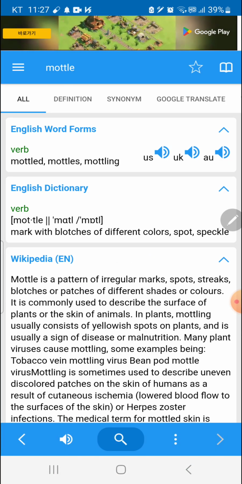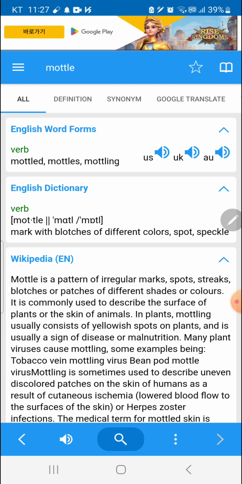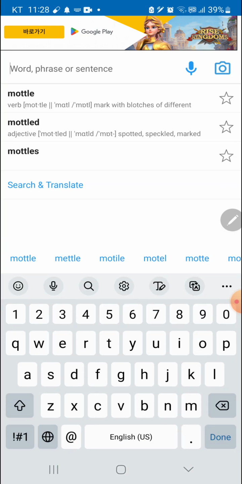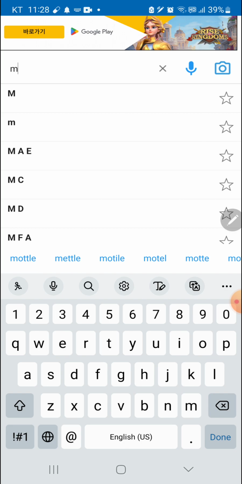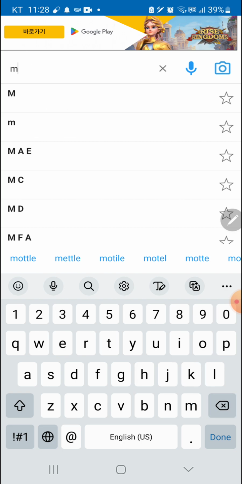Mottled. Marked with blotches of different colors. Speckled. Mottled is a pattern of irregular marks, spots, streaks, blotches, or patches of different shades or colors. I was confused with the word motley.